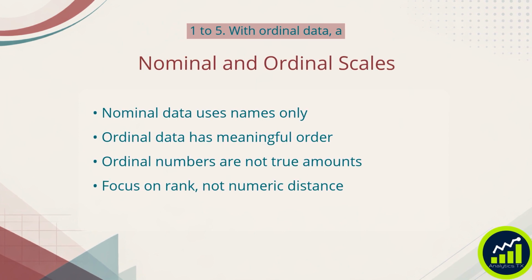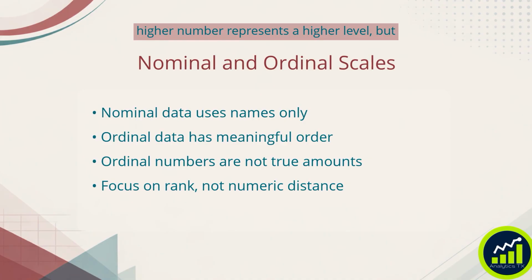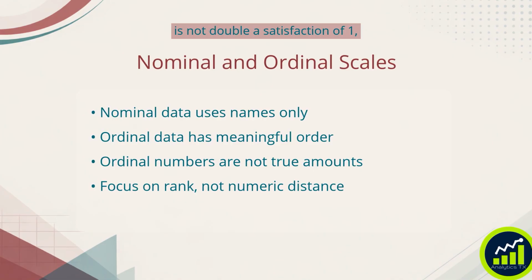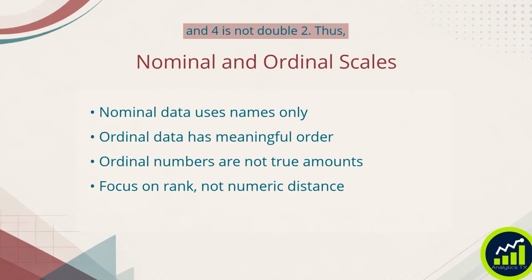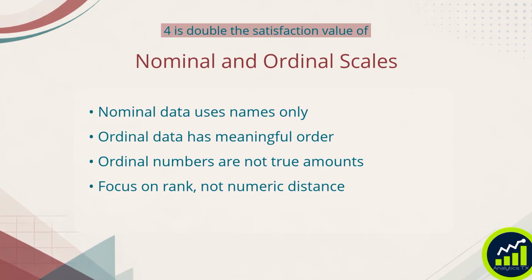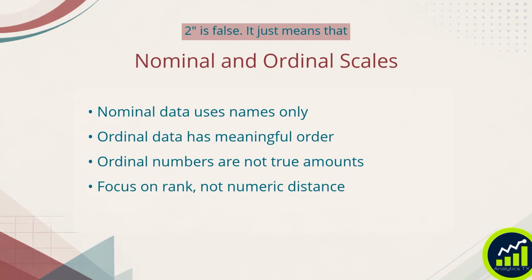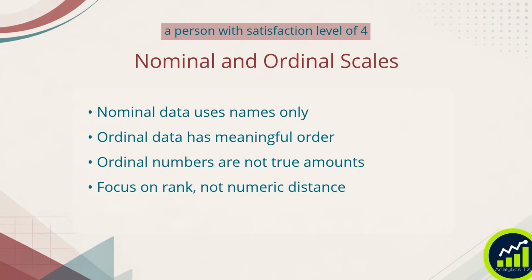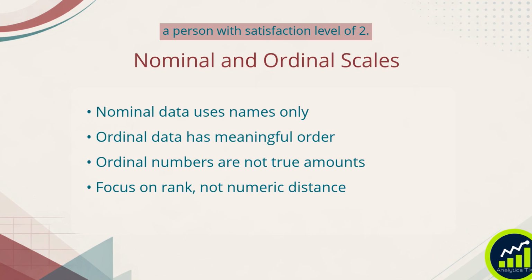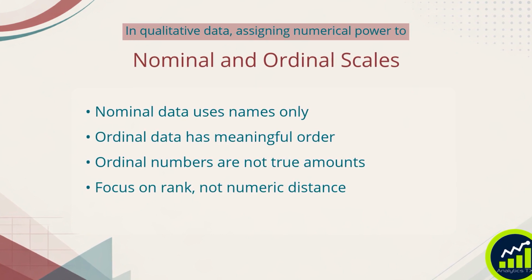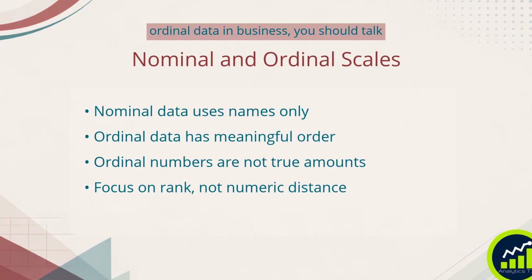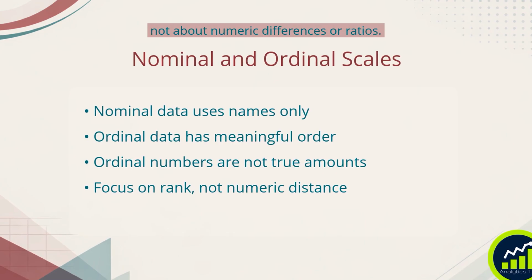With ordinal data, a higher number represents a higher level, but the numbers themselves do not represent exact amounts. For example, a satisfaction of 2 is not double a satisfaction of 1, and 4 is not double 2. Thus making claims like, a satisfaction value of 4 is double the satisfaction value of 2, is false. It just means that a person with satisfaction level of 4 is more satisfied with their situation than a person with satisfaction level of 2. In qualitative data, assigning numerical power to the numbers can be misleading. When interpreting ordinal data in business, you should talk about higher or lower levels or ranking, not about numeric differences or ratios.